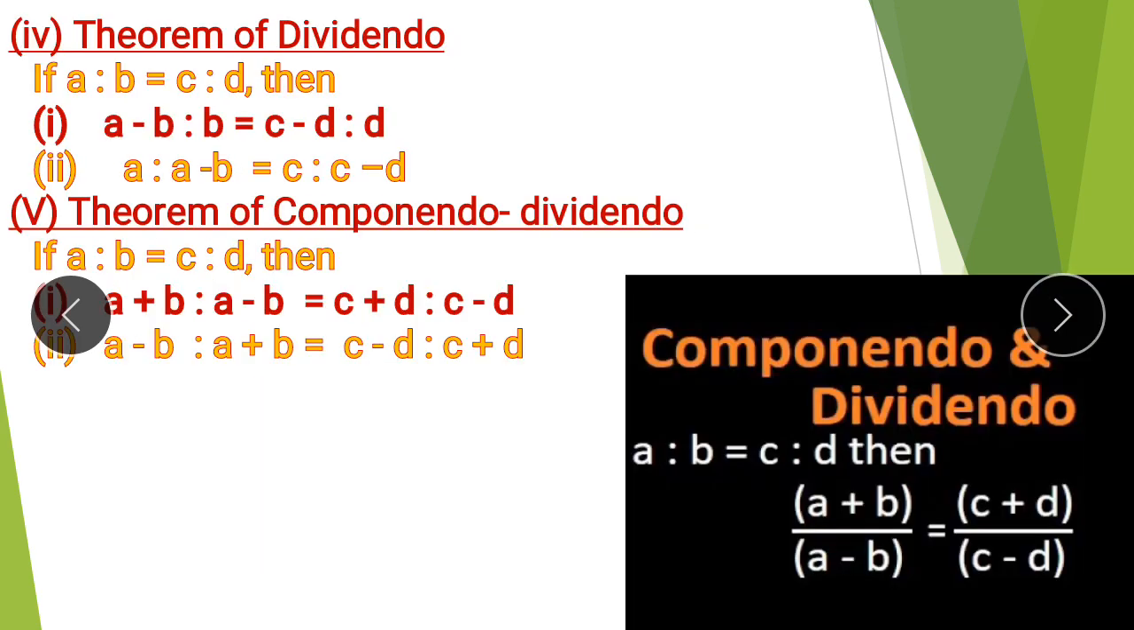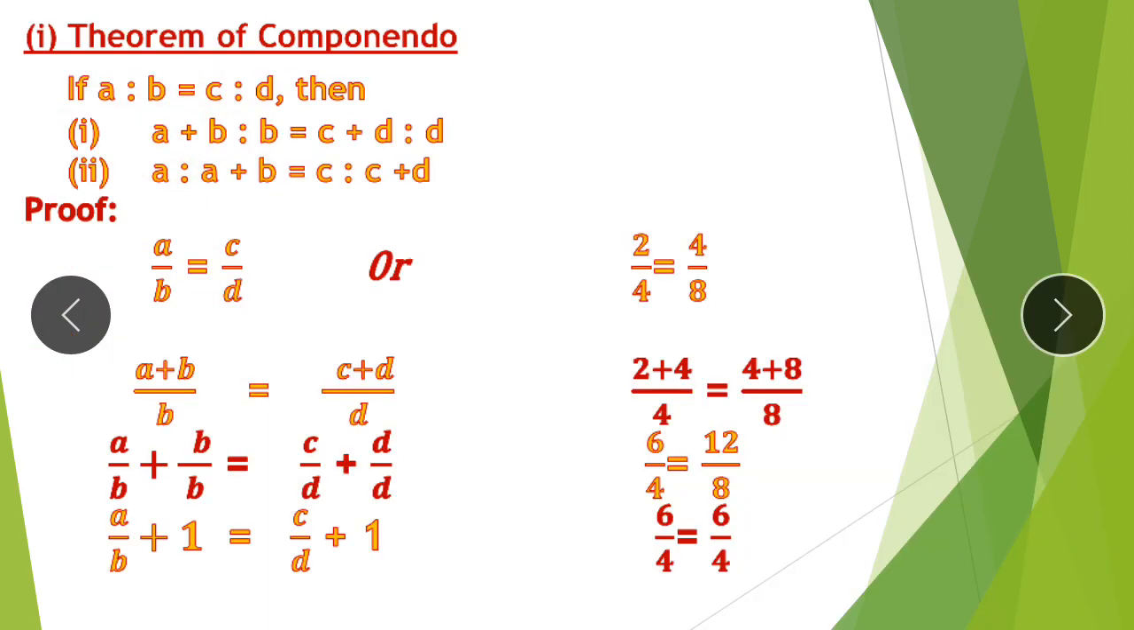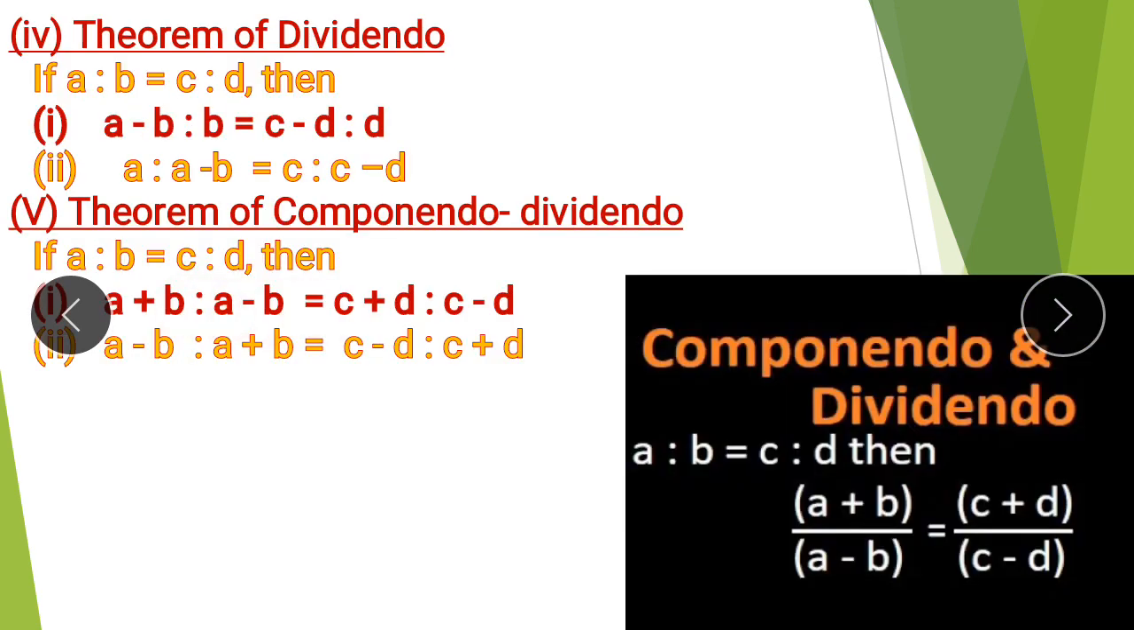Here, due to limited time, we have gone directly. The theorem of componendo and dividendo is basically the combination of the third and fourth ones. So here we go with the addition process as well as the subtraction process. Componendo means the second quantity will be added to the first, and in dividendo we go with a minus b. If we have this b and this b, they get cancelled, so we just have a plus b and a minus b. As I told you, this is derived by dividing componendo by dividendo.